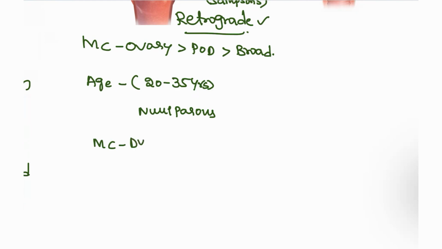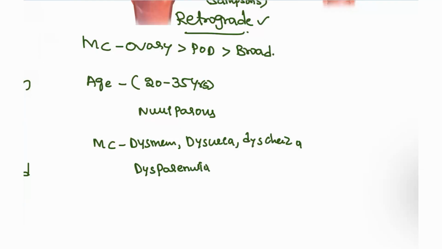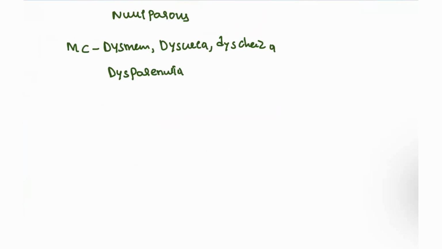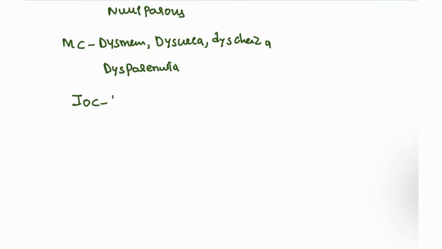Dysmenorrhea will be seen in this patient, and dysuria and dyschezia, and also dyspareunia. So these are the findings that will be seen in this patient. Next, the investigation of choice will be laparoscopy. On laparoscopy, you are going to visualize a chocolate cyst. Chocolate cyst will be seen in the laparoscopy.